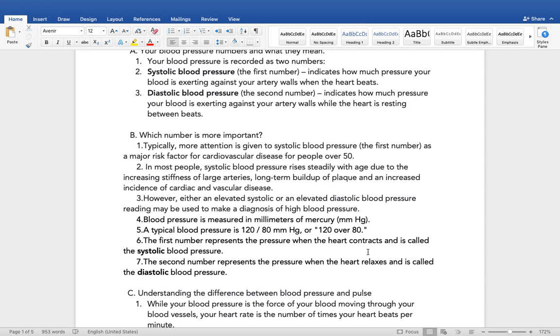So how is blood pressure measured? It's usually measured in millimeters of mercury. A typical blood pressure of a healthy person is 120 over 80 millimeters Hg, or just 120 over 80. So again, the first number represents the pressure when the heart contracts and is called the systolic blood pressure, and the second number represents the pressure when the heart relaxes and is called the diastolic blood pressure.